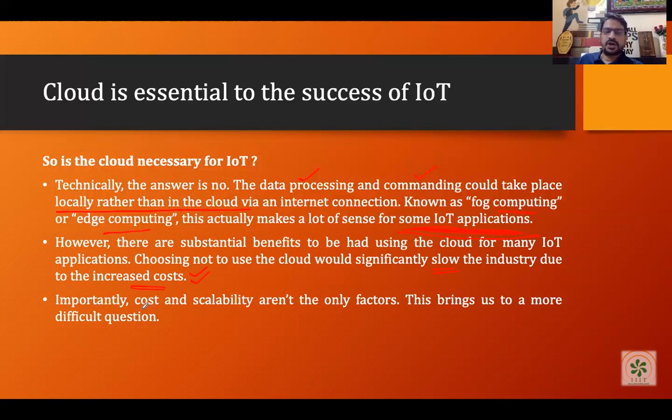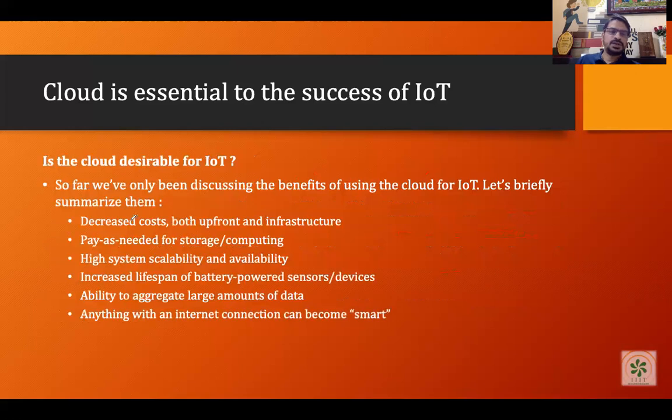So importantly, cost and scalability are not the only factor. This brings us to a more difficult question. Cost and scalability is one aspect, but there are many other aspects because of which we need cloud. So far we have only discussed the benefits of using cloud for IoT. Let's briefly summarize them. What are the things that we have learned?